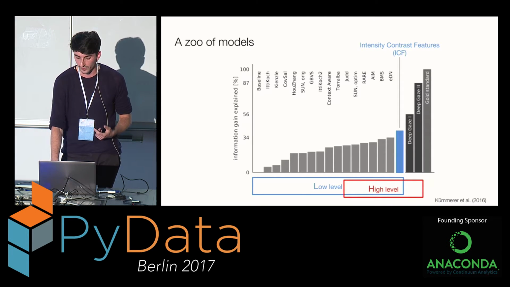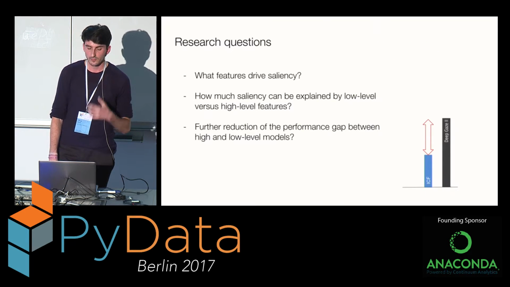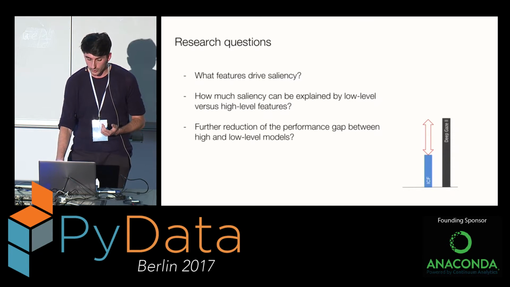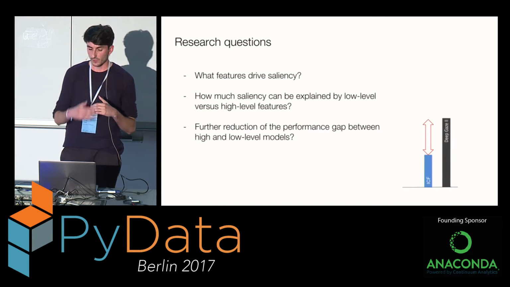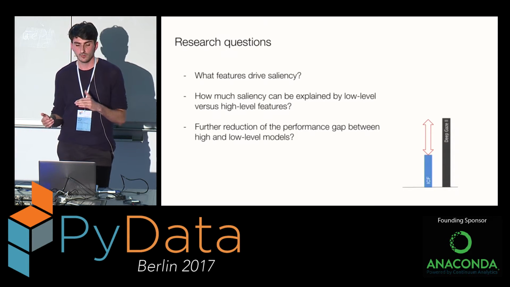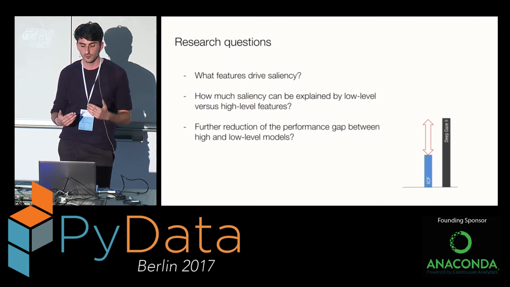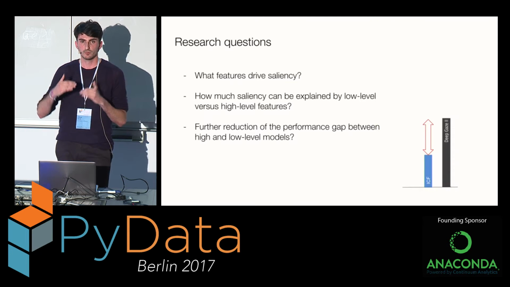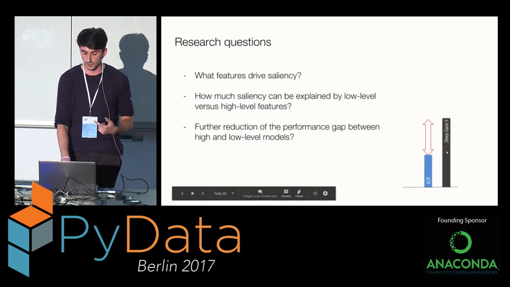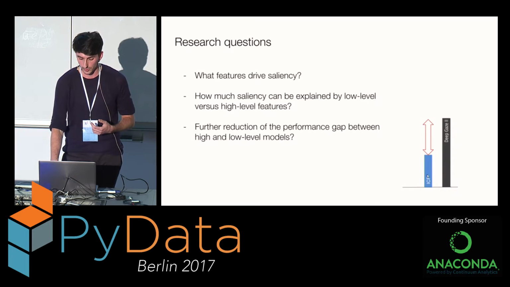So what I'm trying to find out again, and what was part of my master thesis basically, is to find the features that drive saliency. That's the main motivation. But then I also try to disentangle how much information we can explain by low-level versus high-level information. And then I'm also trying to come up with a new model with which we can further reduce this performance gap between this deep model using object classification deep features, and the simple intensity features.